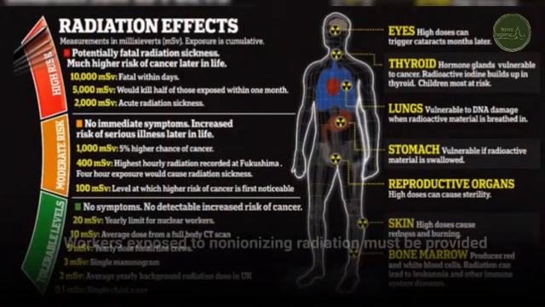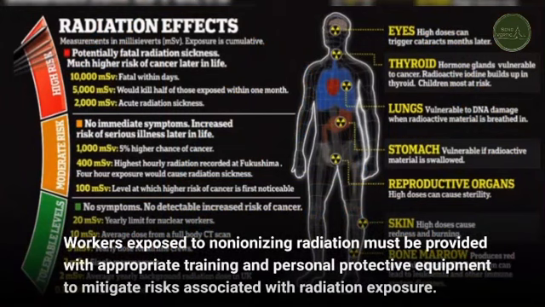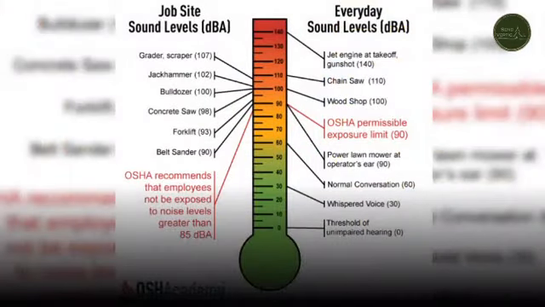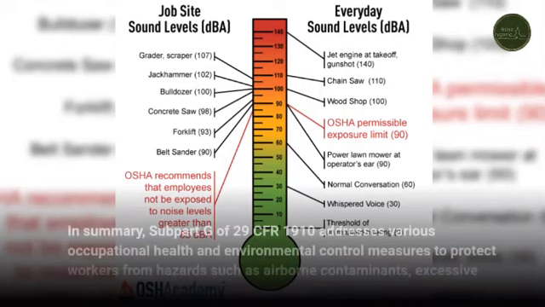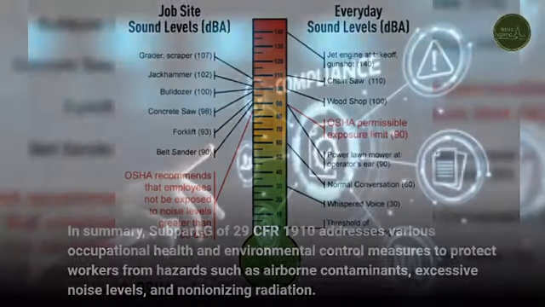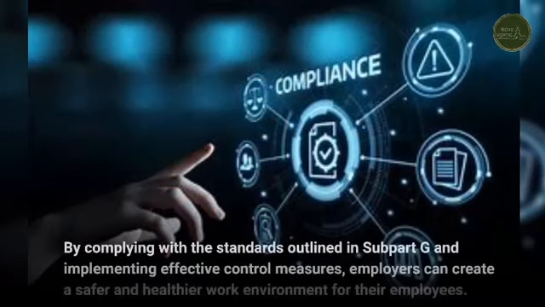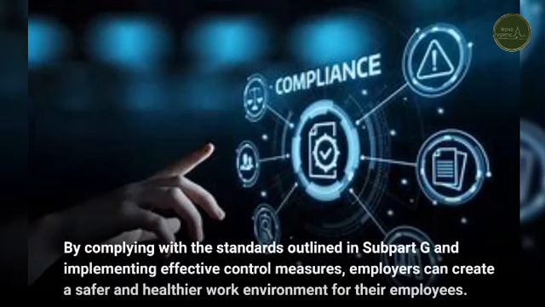Workers exposed to non-ionizing radiation must be provided with appropriate training and personal protective equipment to mitigate risks associated with radiation exposure. In summary, Subpart G of 29 CFR 1910 addresses various occupational health and environmental control measures to protect workers from hazards such as airborne contaminants, excessive noise levels, and non-ionizing radiation. By complying with the standards outlined in Subpart G and implementing effective control measures, employers can create a safer and healthier work environment for their employees.